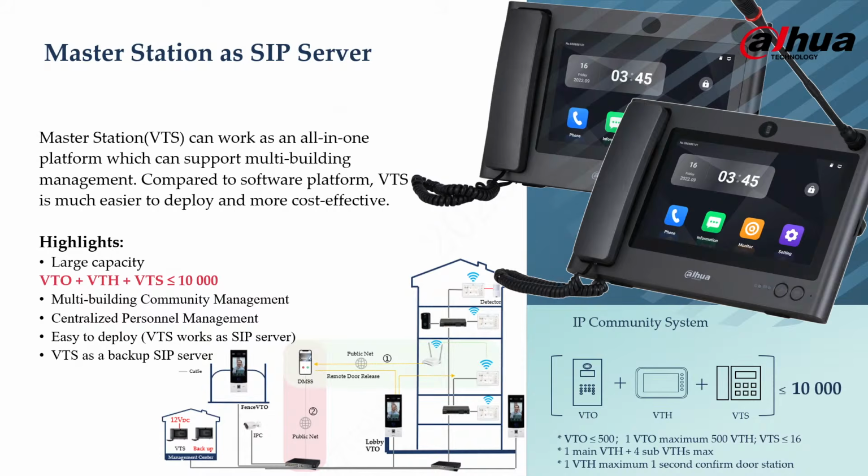Okay, let's check the VTS. VTS is a quite strong device from the technical side. It can handle 10,000 SIP IDs at the same time and can also be used as a backup SIP server. This device can be installed in the management center or at the security guard. It can be used for decoding more IPC streams. It can handle multiple buildings. So this is a professional solution for big building solutions.